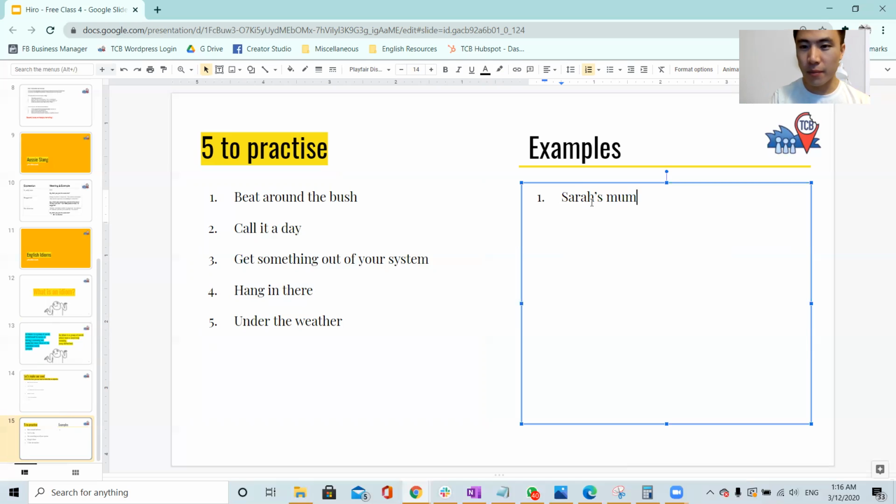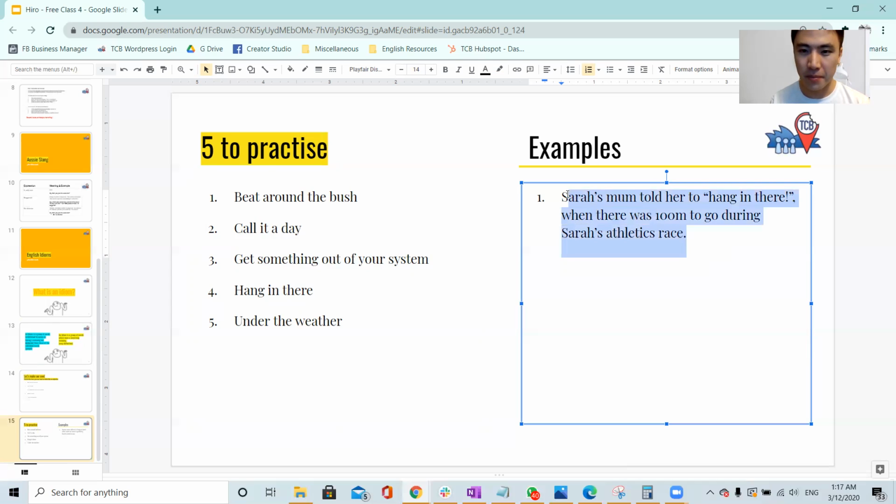Sarah's mum told her to hang in there when there was 100 meters to go during Sarah's athletics race. Okay, 3 seconds to read. All right.